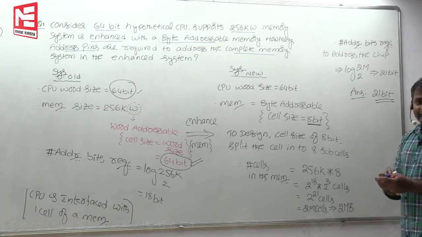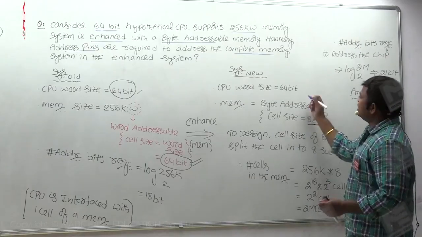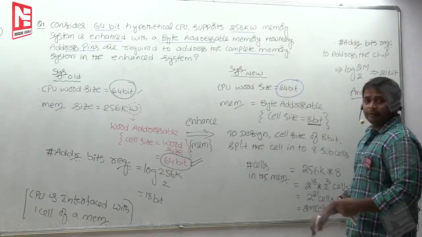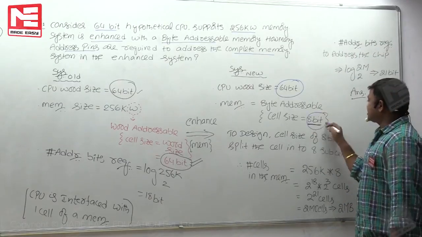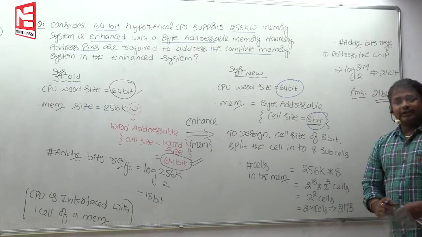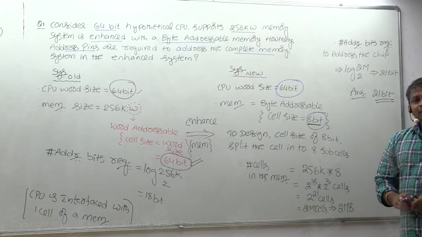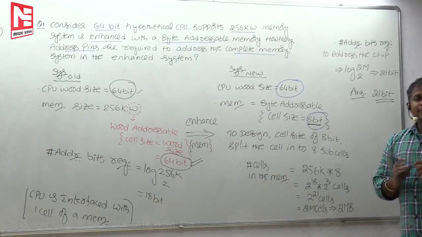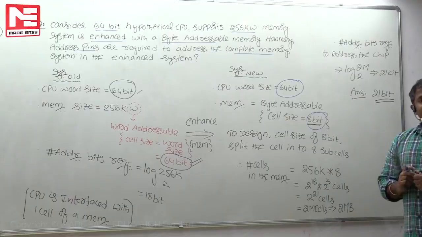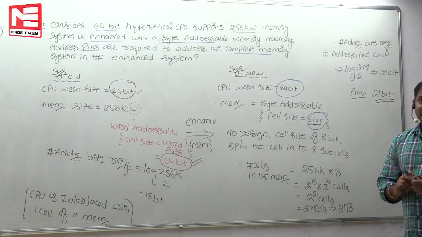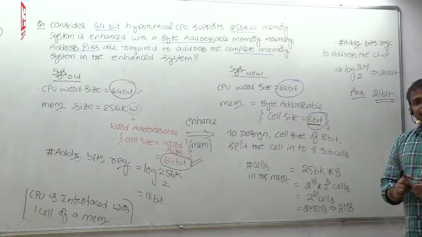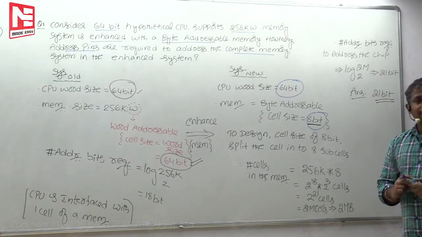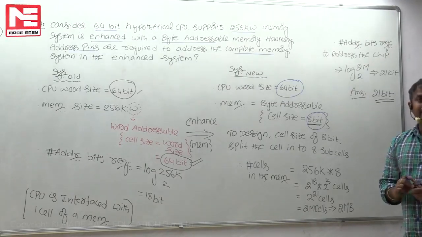But when we look at the interfacing concept, here the CPU word length is 64-bit. The CPU needs 64-bit data. But the memory cell size is 8-bit. Only 8-bit. So at the time of designing the system, the CPU is interfaced with 8 cells of a memory chip. Then only 64-bit data will be traveling to the CPU using the little endian mechanism.